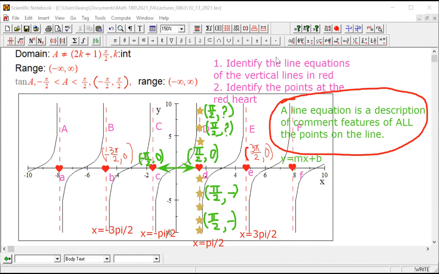Where are they included? They're included here, right? They're all included in this form. That's what this form is for. This form covers all of these points, all of these hearts where the red vertical line crosses. That's how they're related. Do you guys see that connection?